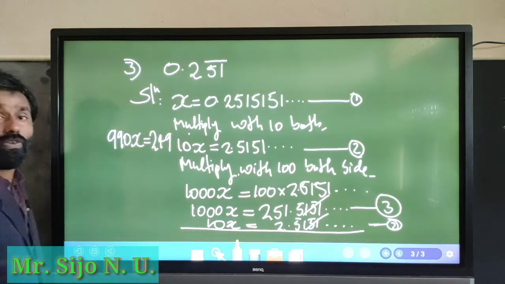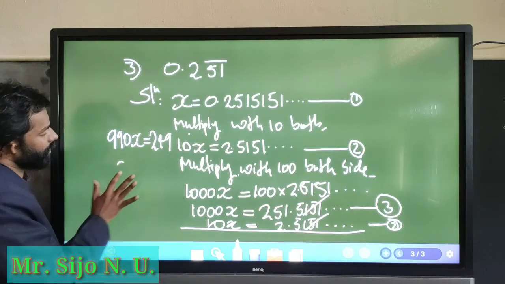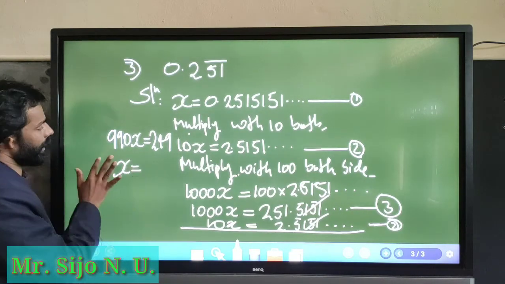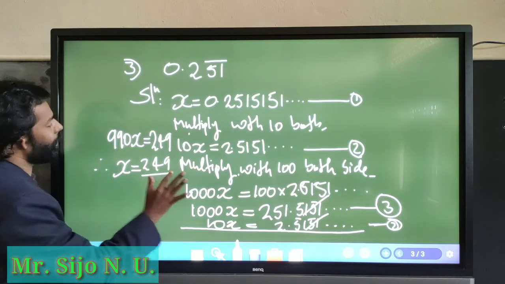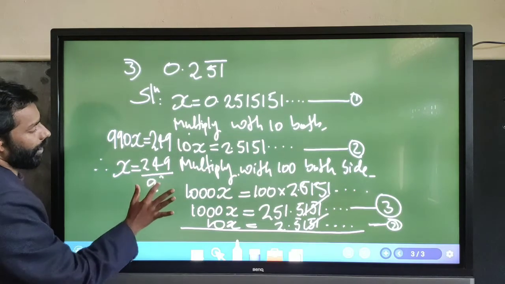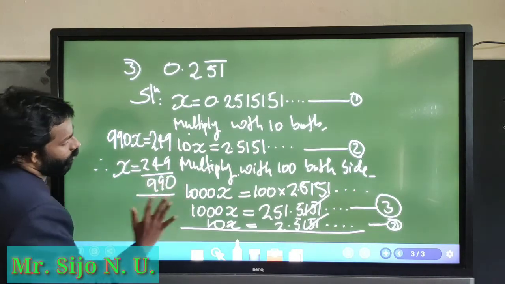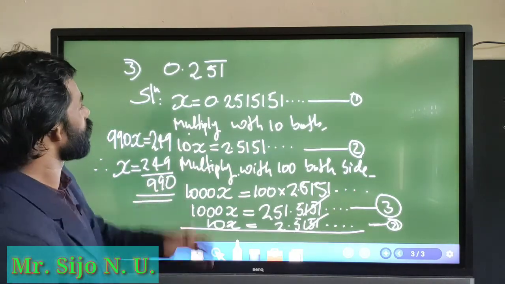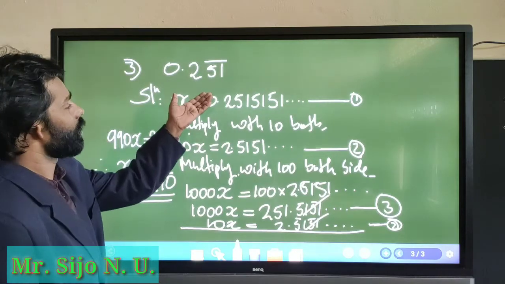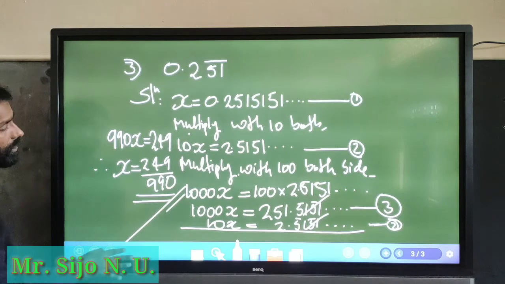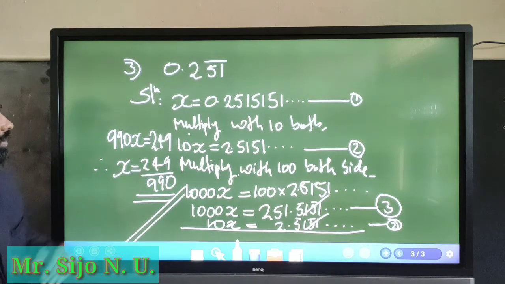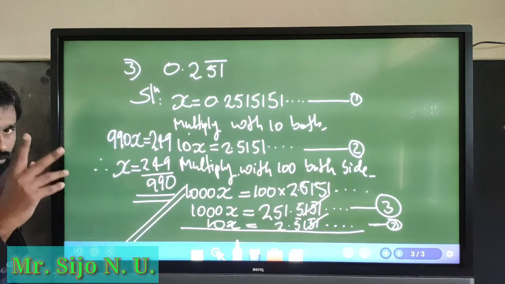Now we need the value of x. So well, we can write here, therefore x equal to 249 divided by 990. So what is our question? The question is here, write in p by q form. Well, we got the answer, x equal to 249 divided by 990.